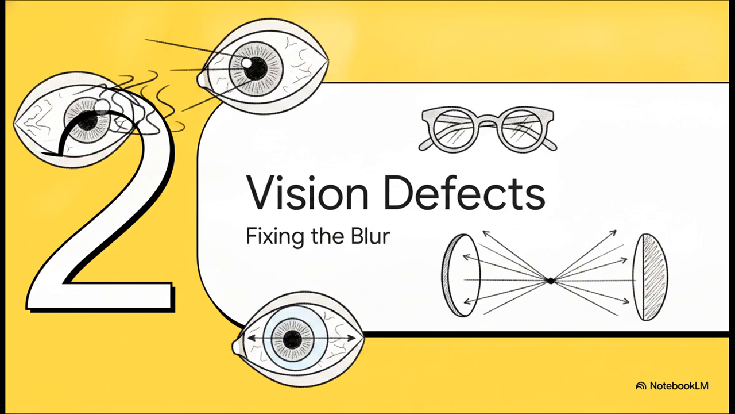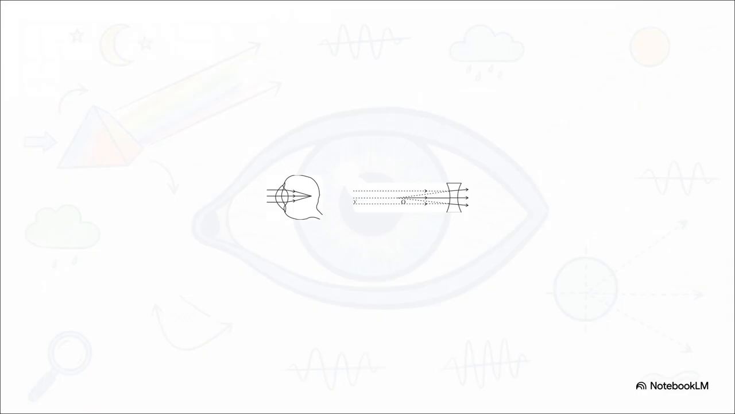Let's move on to Section 2, Vision Defects and Corrections, Fixing the Blur. The first common defect is myopia, which is also known as nearsightedness. With this, you can see nearby objects perfectly clearly, but things far away get completely blurry. Notice how the eyeball has actually become a bit too elongated, or the lens is too thick, which causes the image to form in front of the retina, falling short of the screen. To fix this, we use a concave lens.